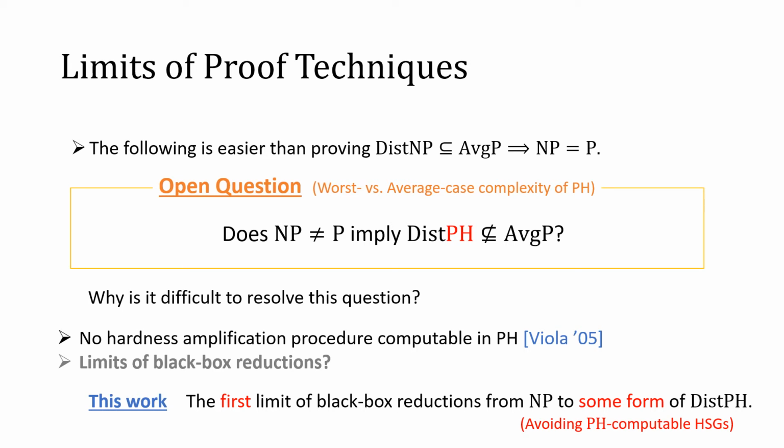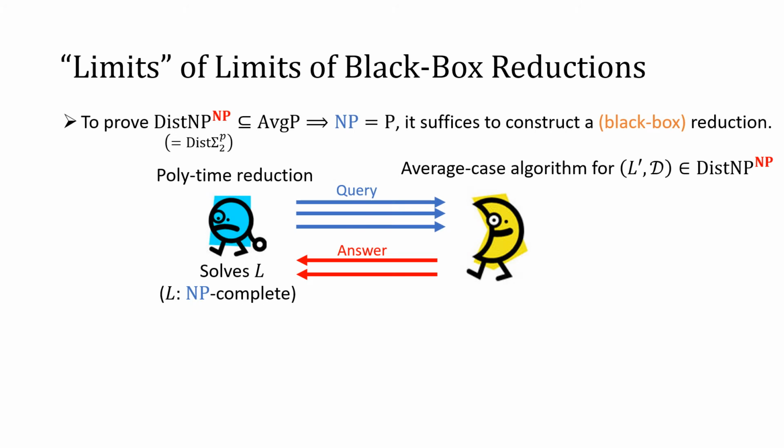Before I explain that, first let me explain why previous limits of black box reduction fail to explain the difficulty of resolving this open question. Let's try to apply the previous limits of black box reduction to the case of PH, and then I will explain why we can't apply them directly.